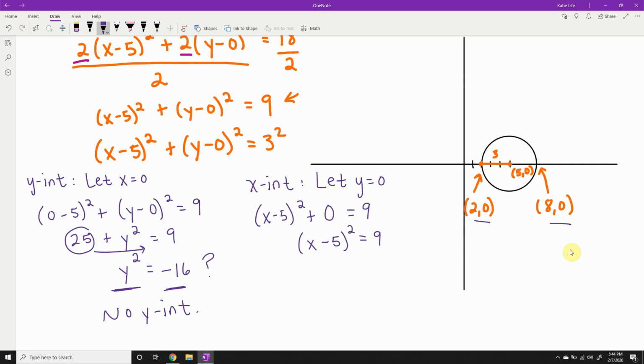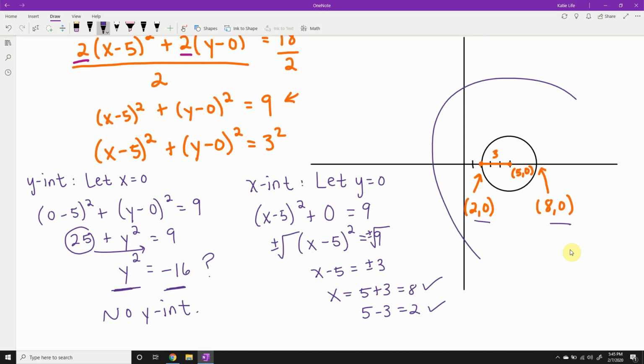To get x by itself, I've got to get it outside of this squared quantity. So I'm going to take plus and minus the square root of both sides. And this one then becomes x − 5 = ±3. So x equals 5 plus 3 and 5 minus 3. 5 plus 3 is 8. 5 minus 3 is 2. Hey-oh, there are the 2 values that I was looking for from my graph.